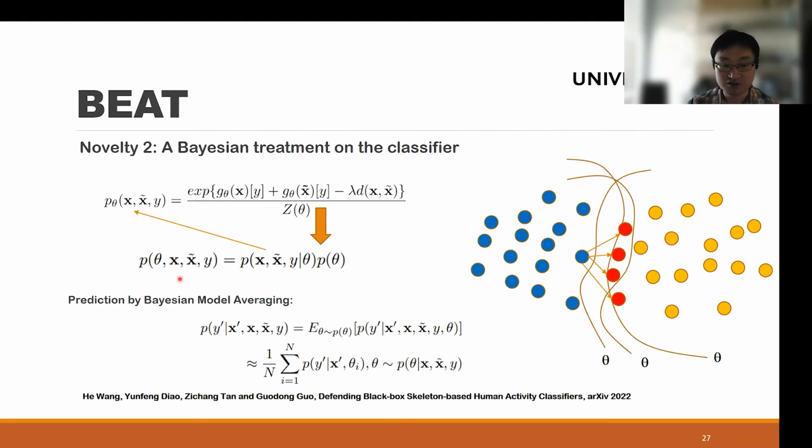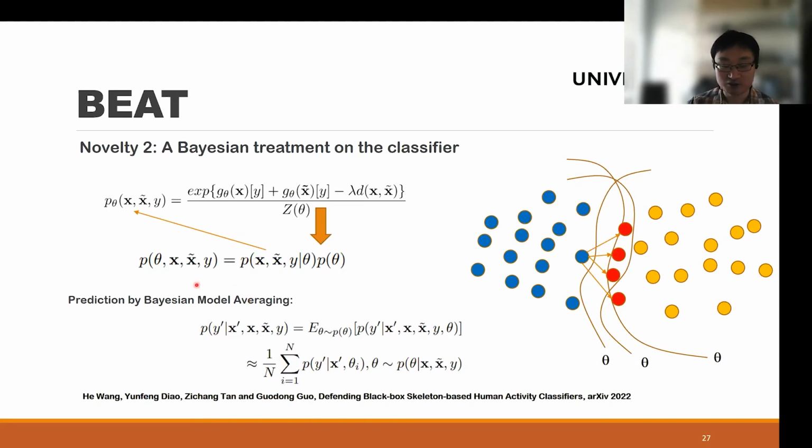So this joint probability can naturally be decomposed into these two. Then this one essentially is just this one, right? Given theta, this is the same as the previous p(x, x tilde, y). Then we have one more, which is the prior of the classifier.